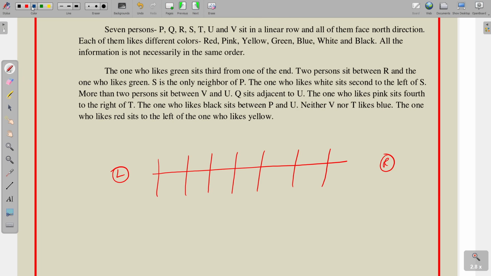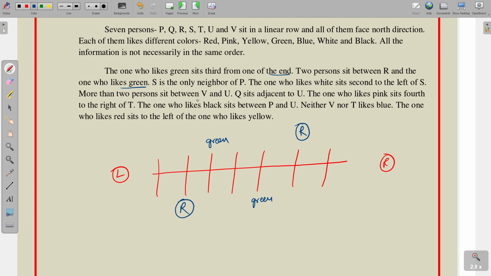See the first one. The one who likes green sits third from one end, that is 1, 2 and 3. Here green is placed third from one end. 2 persons sit between R and the one who likes green. So between R and green, 2 persons are there. It is R.